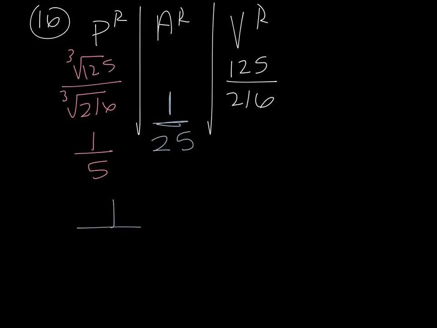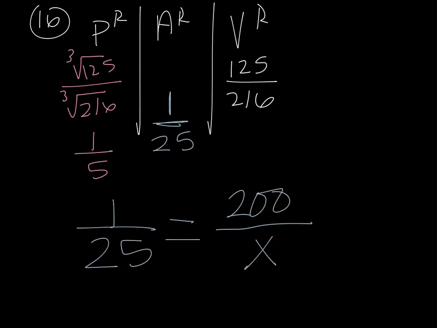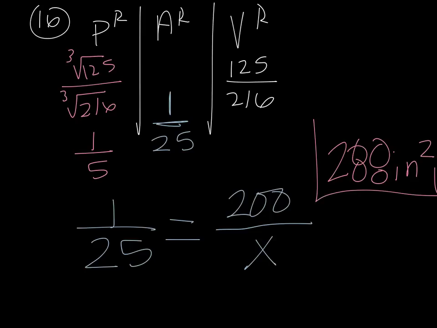Area is squared. So I can use my area ratio, and it says find the surface area of the larger, so I don't know my larger, if the smaller surface area is given. So that's what my equation looks like. Cross multiply and divide. My answer would be 288 inches squared, again, because my surface area was given.